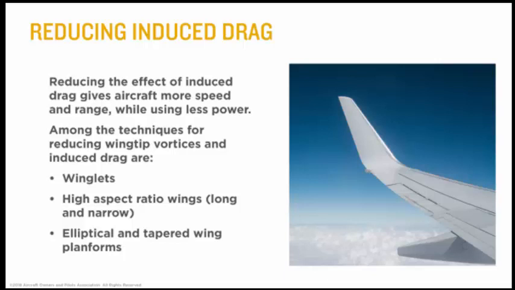Some wing planforms also reduce vortices and induced drag. An elliptical wing is the most successful, but is difficult to manufacture. Tapered wings aren't as effective as elliptical, but are easier to construct, and therefore a common compromise.